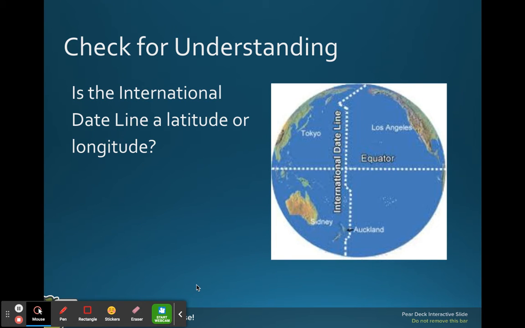Is the international date line a latitude or longitude? From this diagram, you can see the international dateline. It's this line that goes from the top to the bottom of the Earth. You can see that the equator is perpendicular, or at 90 degrees, to the international dateline. So is this international dateline latitude or longitude? The international dateline is longitude because it's measuring east or west of something, because it's going up and down compared to the equator, which is going across the Earth.